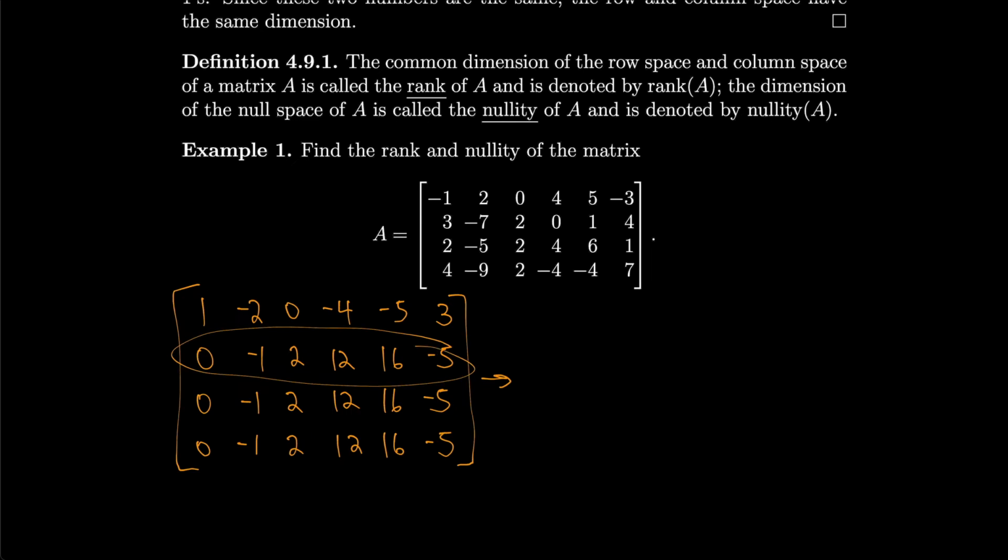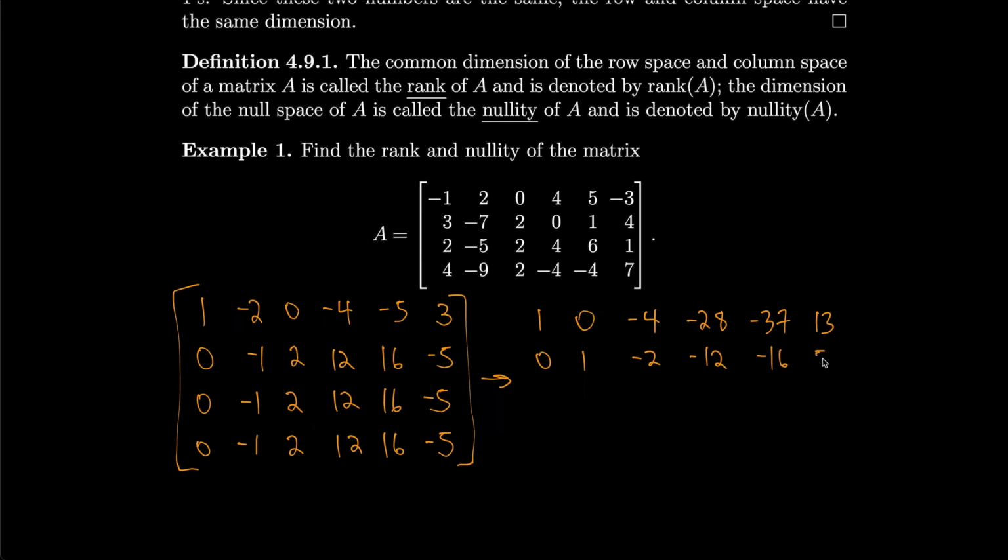I'll also multiply the second row by -1 to get a leading 1 over there, and subtract 2 of it from the first row in order to get a 0 on top of the leading 1. So I'll end up with 1, 0, -4, -28, -37, 13, 0, 1, -2, -12, -16, 5, and zeros underneath.